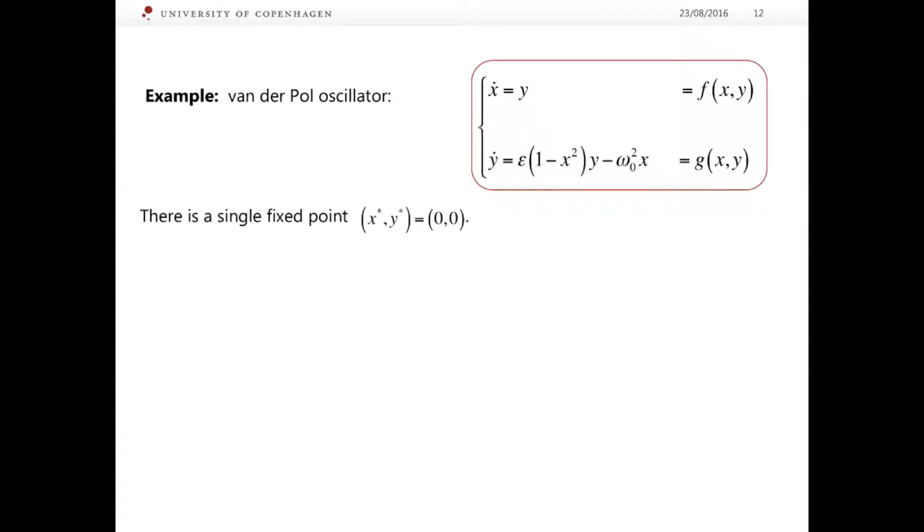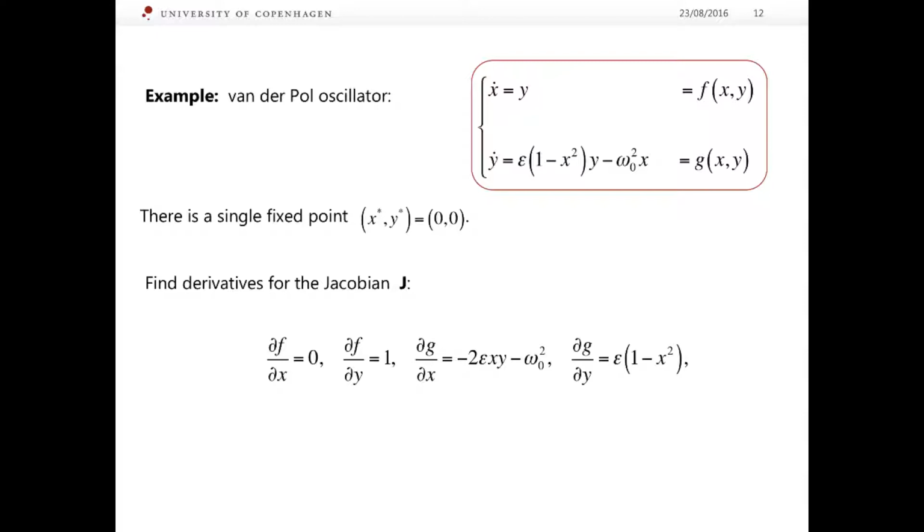We already know that the van der Pol oscillator has a single fixed point at the origin with coordinates 0 and 0. To analyze stability of this fixed point, we need to form the Jacobian, and in order to do that, we need to find partial derivatives of the functions f and g at the fixed point. So find these derivatives as follows.